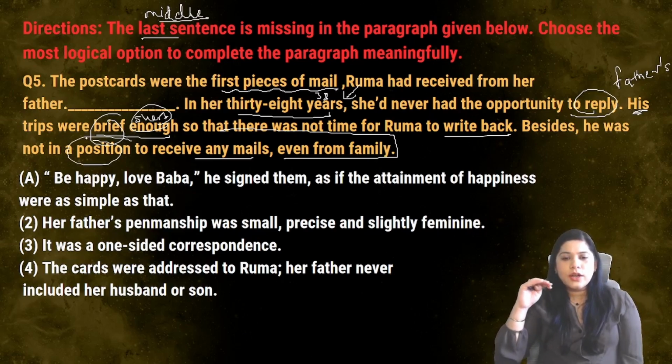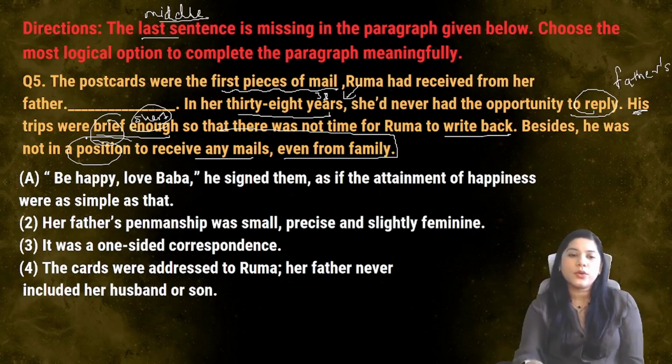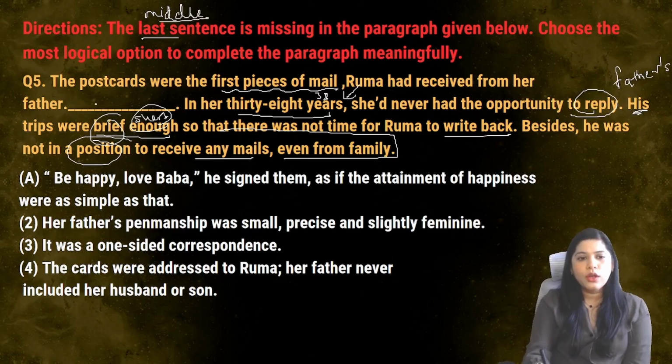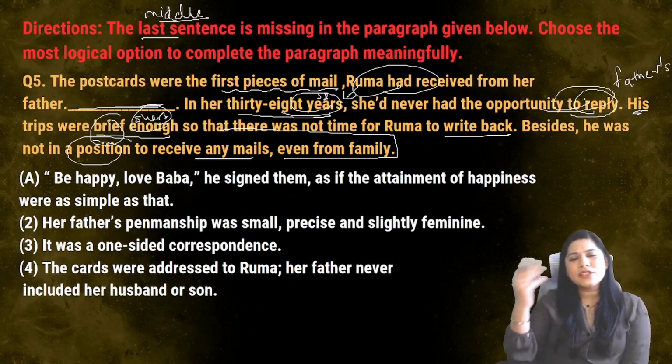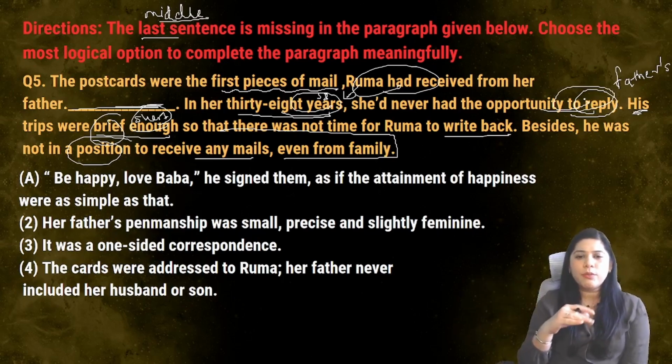Because it's not just that the trips were brief enough, he was not in a situation where he could, so he was hiding or something like that. Okay, so again, let's read the first and second line because the blank is here. The postcards were the first pieces of mail Ruma had received. In her 38 years, she never got the opportunity to reply. So why she could not reply, what was her father's problem and everything, it's later. But in her 38 years, she only got the mail, she never replied. Right? So let's see what can be.